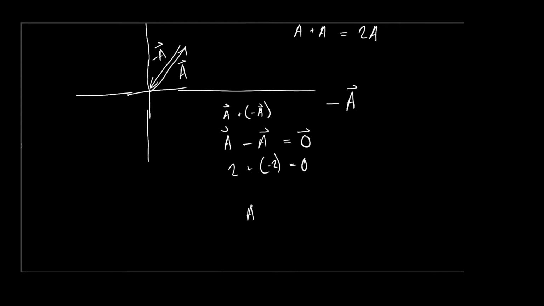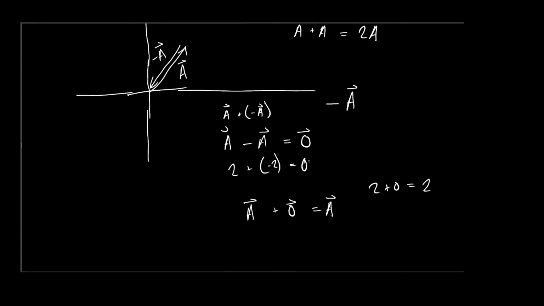When you add the null vector to A, vector A, you get the same vector back, right? Just like if you go 2 plus 0, you'd get 2.